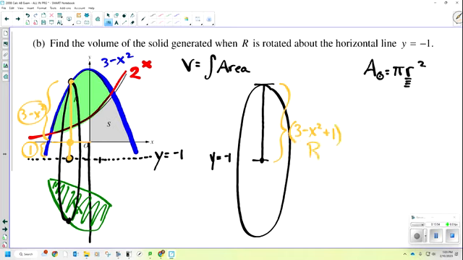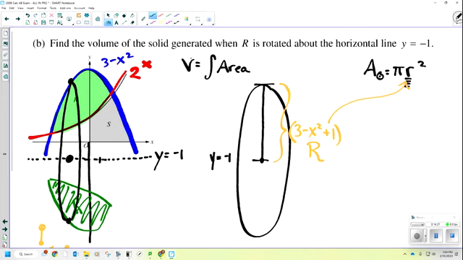I'm going to use a big R for the big radius. I know the area is pi R squared. So my radius for the big circle is 3 minus x squared plus 1. But we have another curve here. This isn't going to be a solid disc like a coin. It's going to be a disc with a hole in the middle of it. What do I mean? Let's get rid of this, and we'll put this off to the side for now.